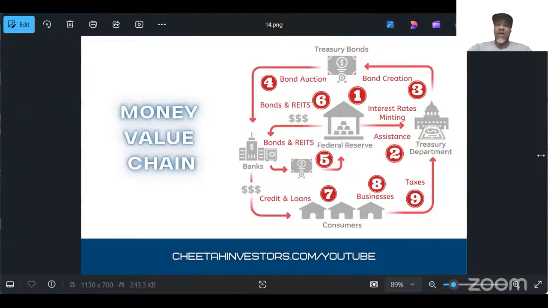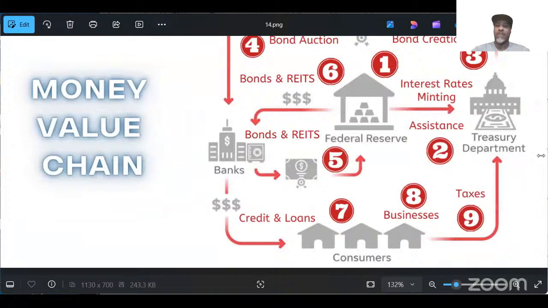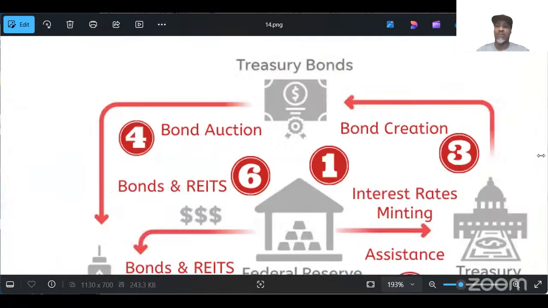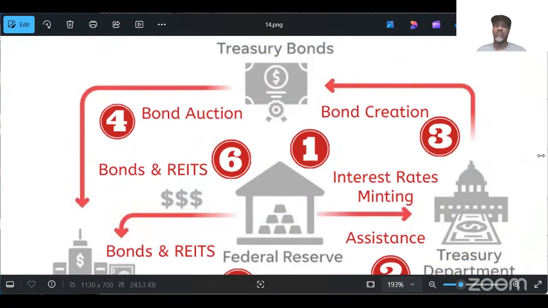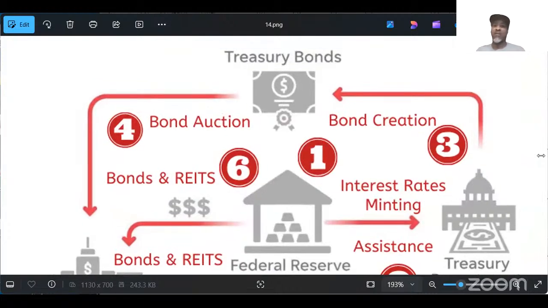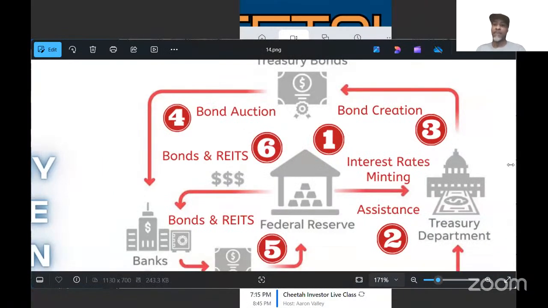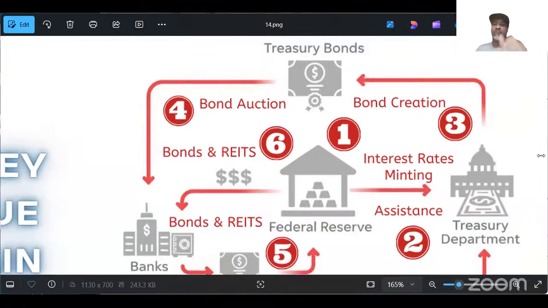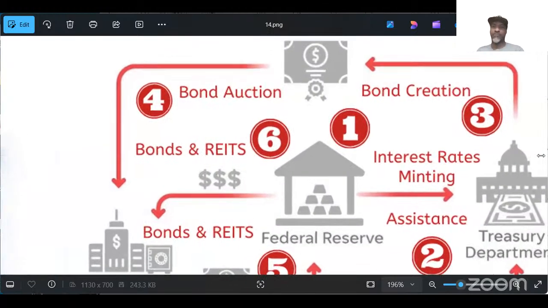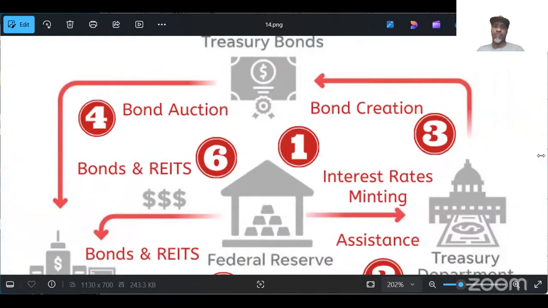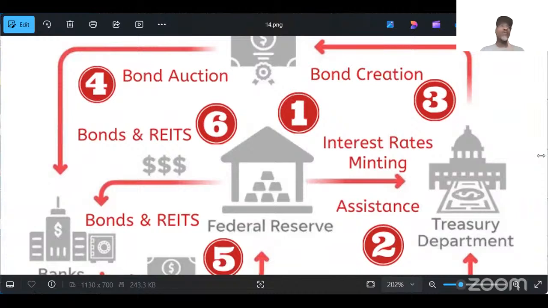So I'm going to blow this up so everybody can see it. I don't mind moving it around. We're going to start here and then I'll scroll up and let you see the rest. But I want everybody to see this value chain. All right? So we're going to start with number one.